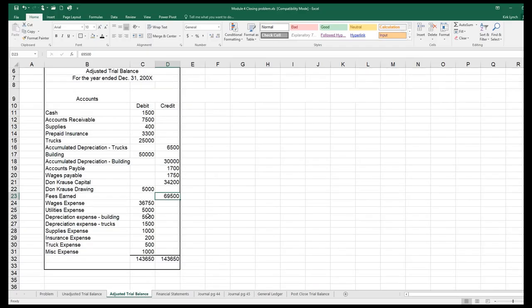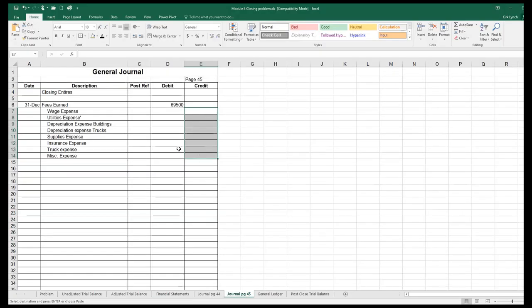I use this because it's easy, and so we have 36,750, 5,000, 5,000 again, 1,500, 1,000, 200, 500, and 1,000, and I'm just going to copy those and paste them over to save a little bit of time over here. And they are all credits because they currently have debit balances, and so those are the amounts that go there. Now, just take a note here. If we add these up, our total expenses, we get 50,950.